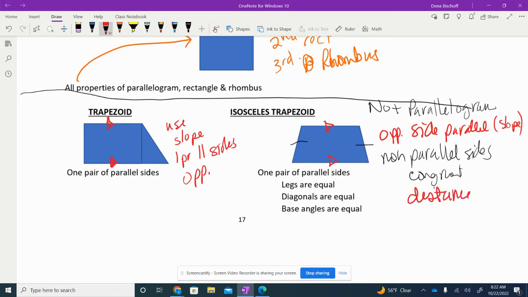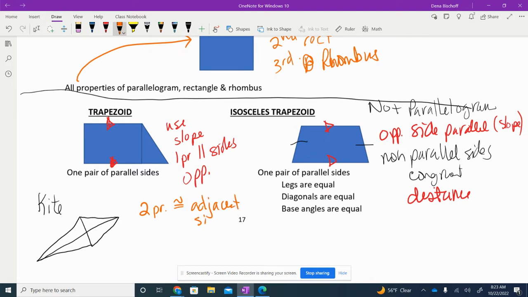Then you have one more quadrilateral that is not pictured here. So I need to draw a picture for you. And this is a kite. A kite is a quadrilateral. The unique feature of a kite is that it has two pairs of congruent adjacent sides. So what does adjacent mean? Adjacent means the sides that are right next to each other.